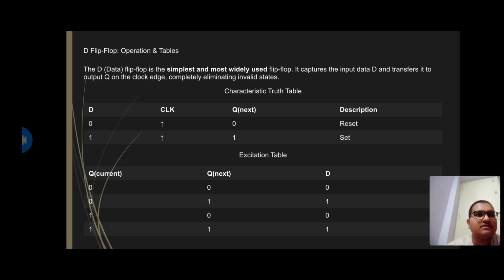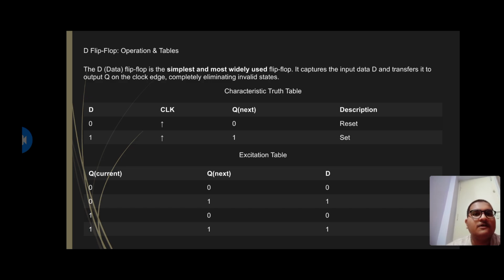It processes and transfers the input D to the output. When D is equal to 0 and the clock is rising, Q next is equal to 0 and it is the reset state. When D is equal to 1 and the clock is rising, Q next is equal to 1 and it is the set state.